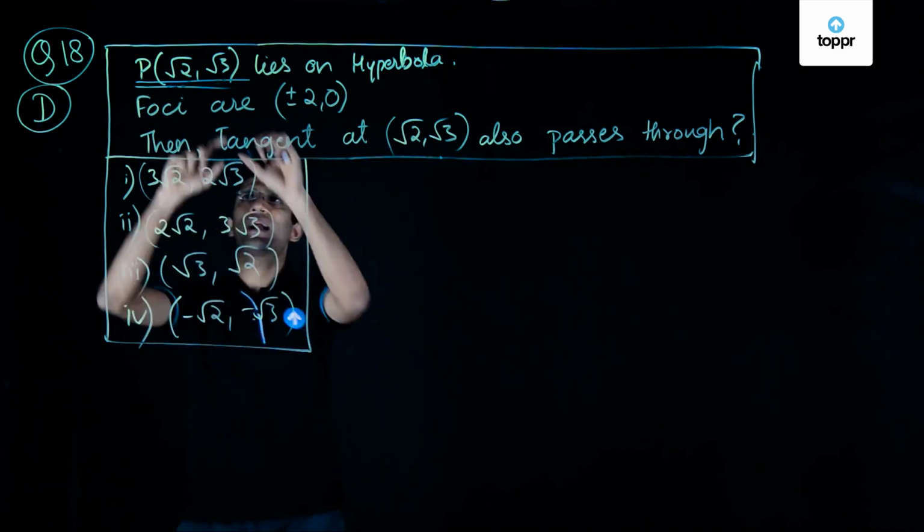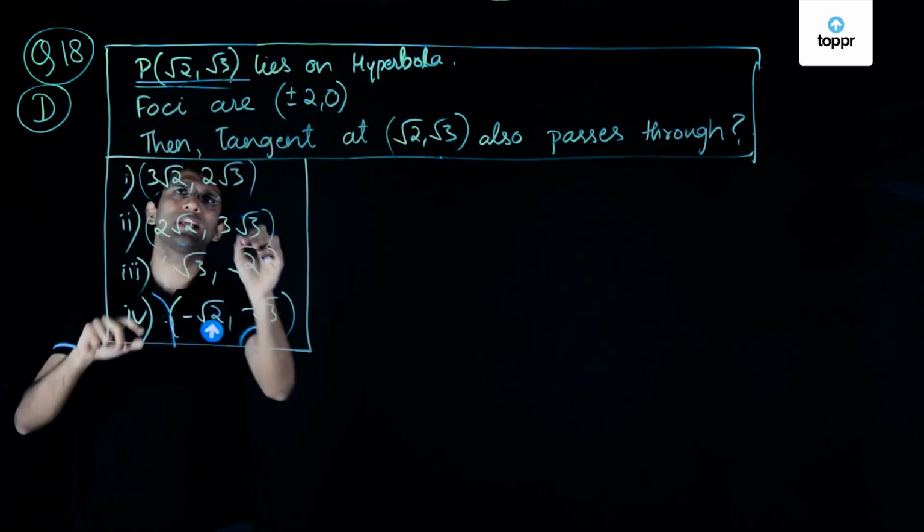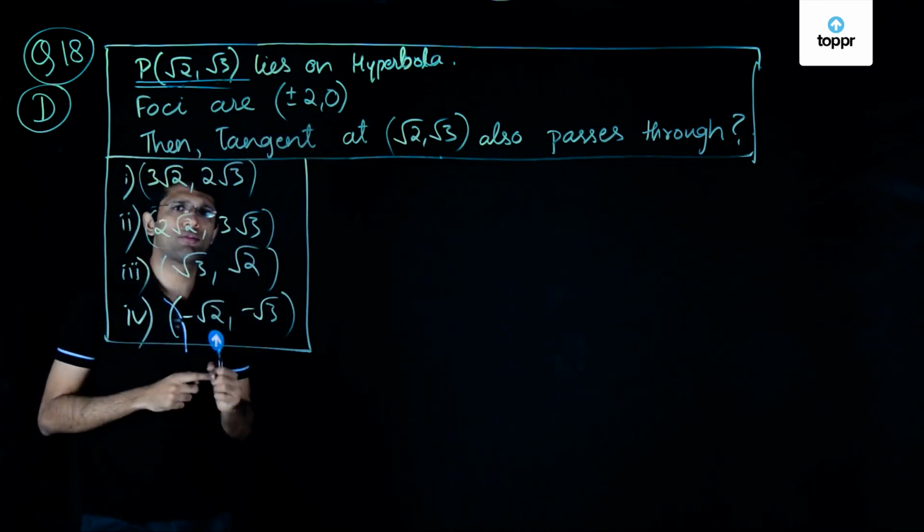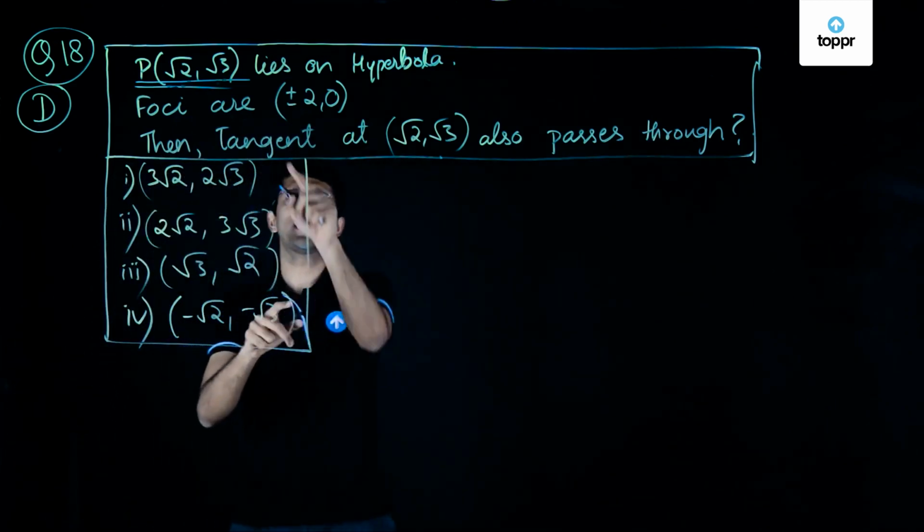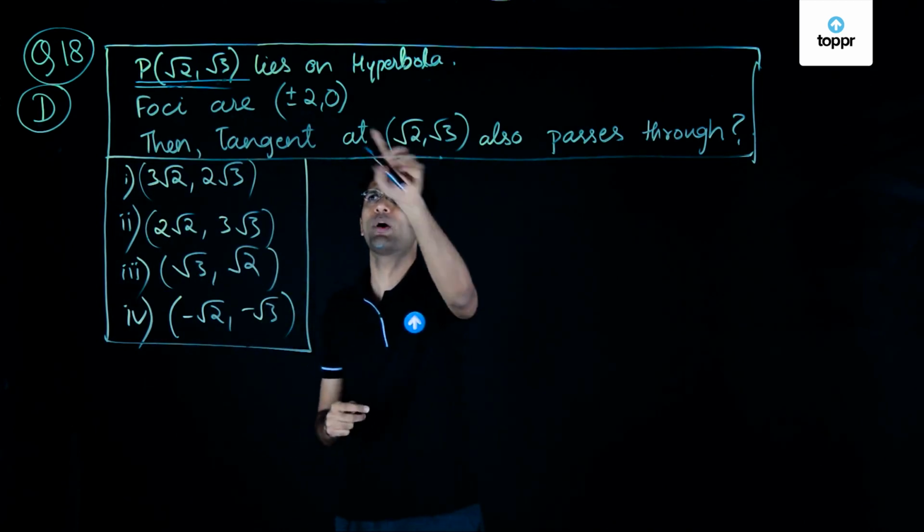So we've been given that this point P lies on the hyperbola. We have also been given the foci of the hyperbola, and we have to find which of these 4 points lies on the tangent to the hyperbola at this point P.